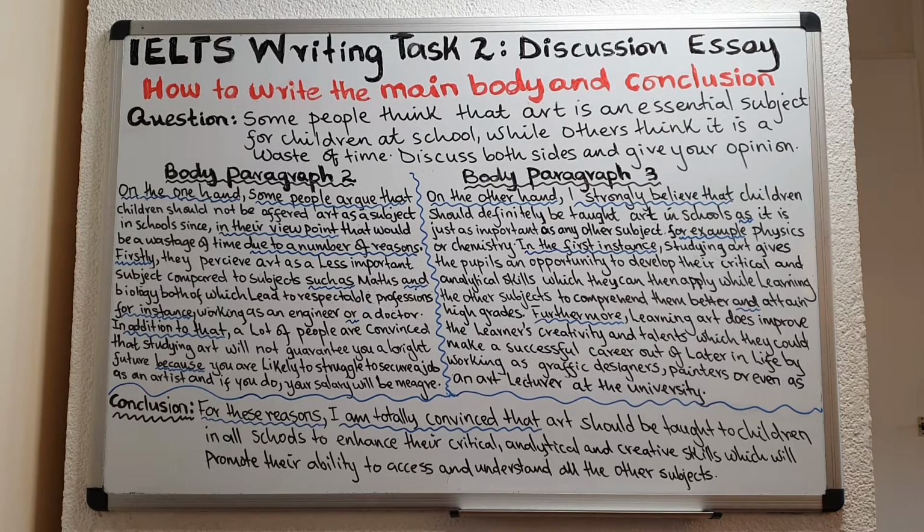So the first part of the question is discuss both sides. So in your essay, you must write a paragraph on both opinions. You have to write a paragraph about people that think that art is important, and you also have to write a paragraph about people who think that art is a waste of time. And you're also expected to give your opinion. Now, how do you do that? I'm going to show you how to do exactly that. So the first thing that you do is write the introduction.